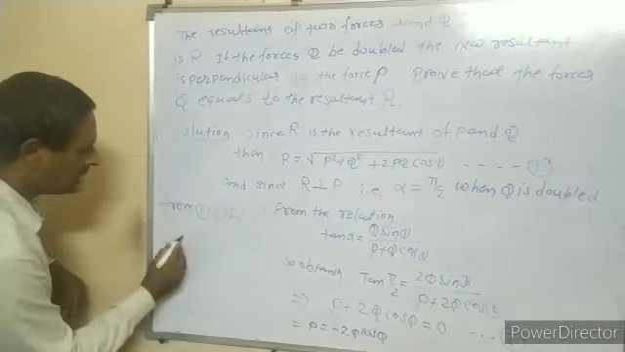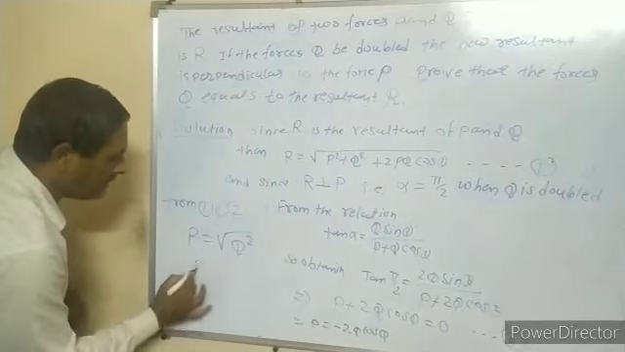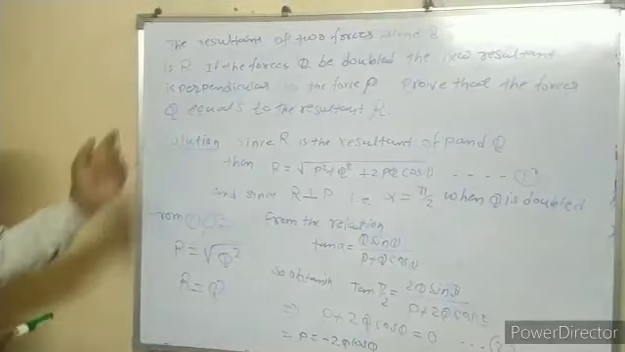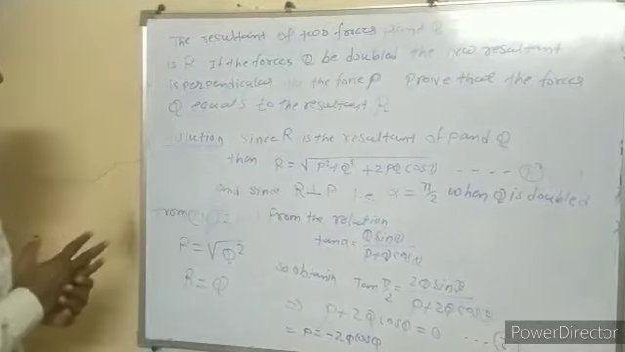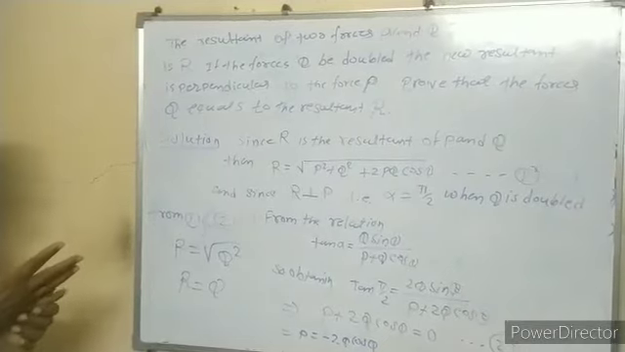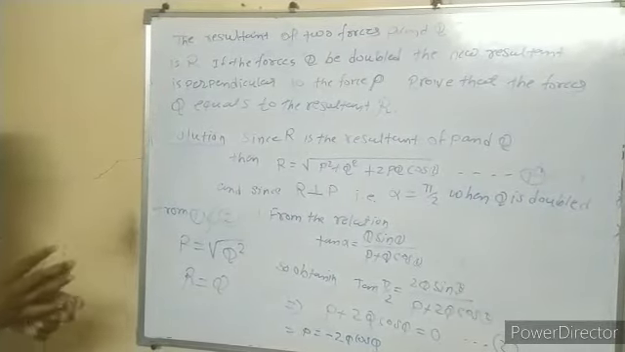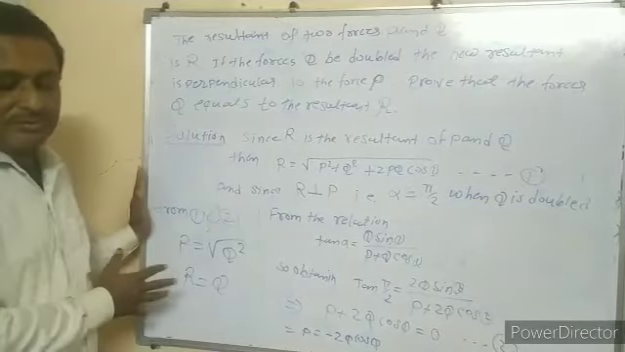R is equal to the square root of Q squared. Therefore R will be equal to Q, and hence the solution is what we had to prove. We have proved that if the resultant is perpendicular to P and Q is doubled, then the magnitude of the resultant will be the same as Q. This is one of the best examples.